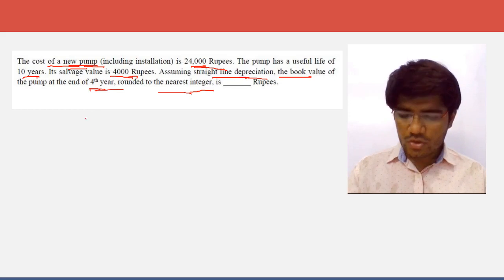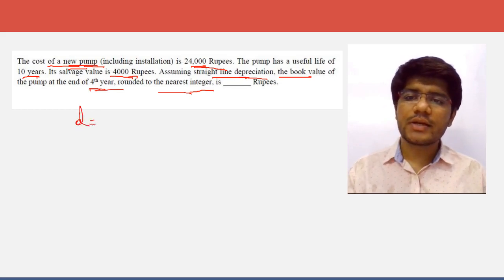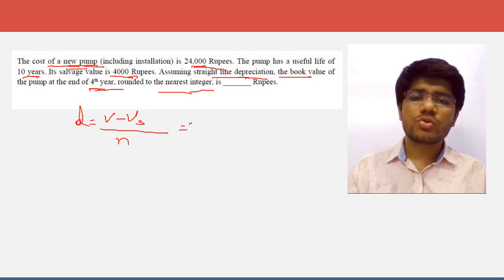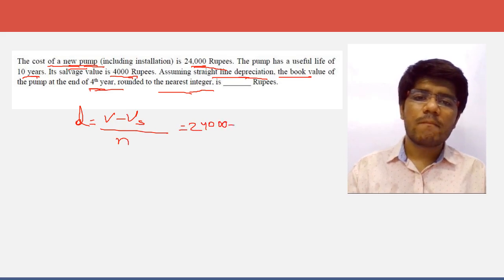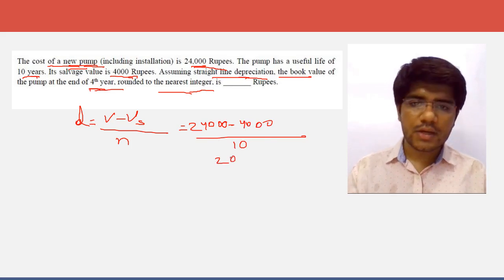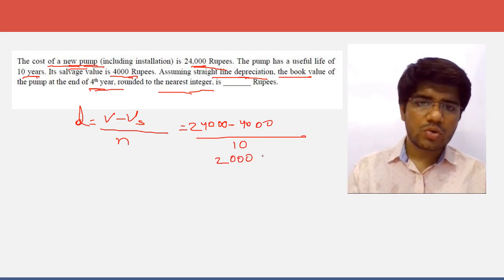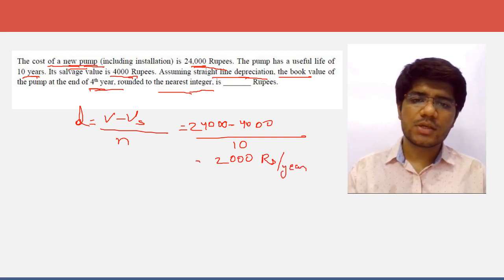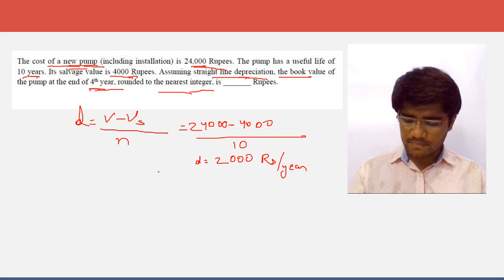So how will we do this question? We will write the depreciation for straight line is equal to V minus Vs, value minus salvage value, upon N. So it is equal to 24,000 minus salvage value 4,000, upon N equal to 10. So we will get 2,000 rupees per year depreciation going on. So depreciation is equal to 2,000 rupees per year.